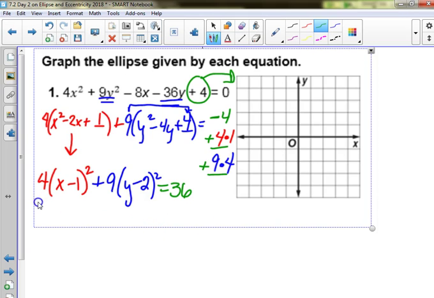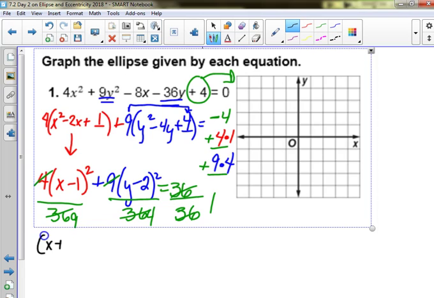No, the form on our sheet, we've got to divide everything by 36. And let's see, this 4 goes in here 9 times, and this 9 goes in here 4 times, and this is 1. So we end up with x minus 1 squared over 9, plus y minus 2 squared over 4, equals 1. Yes? Good? All right. That was a whole lot of fun to get nowhere. Now what?